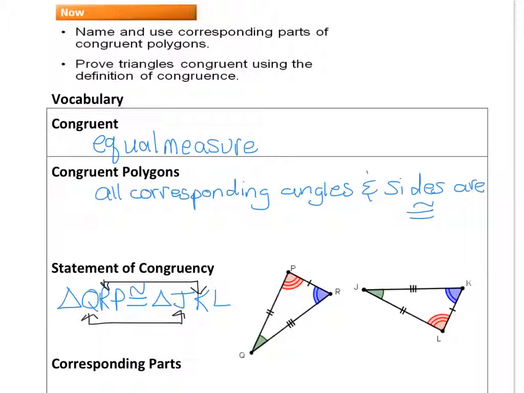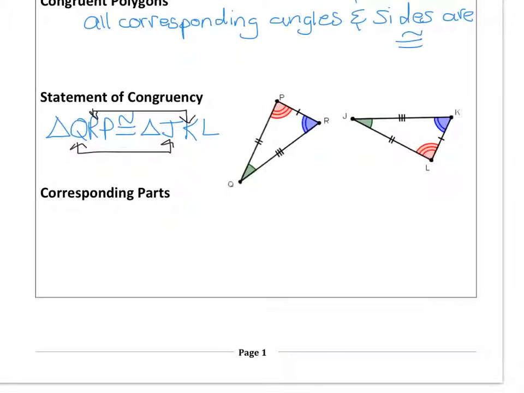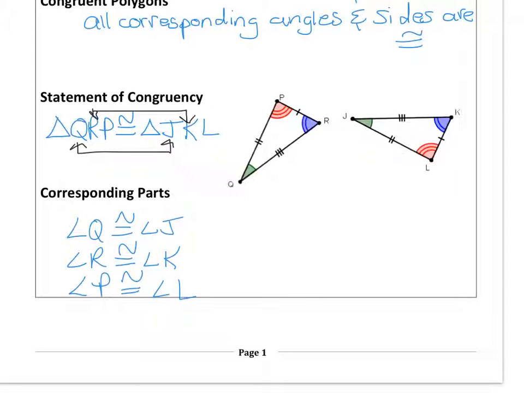Every pair tells you a lot about these two polygons. If I didn't even have a diagram, I would be able to just look at this here and be able to write 6 pieces of information. I can see just by the order here that angle Q is congruent to angle J, angle R is congruent to angle K, angle P is congruent to angle L. I don't even need a diagram.